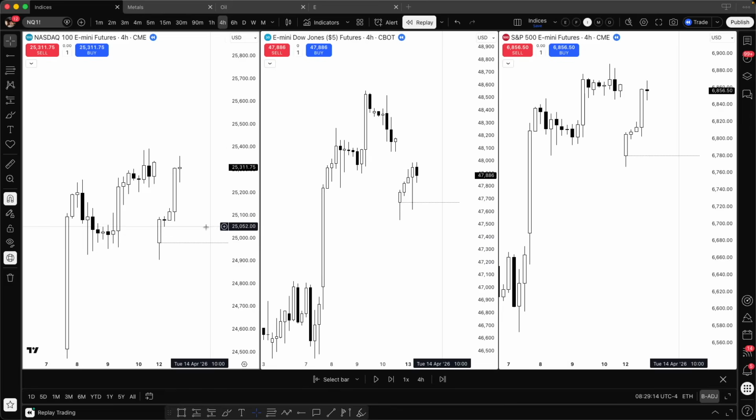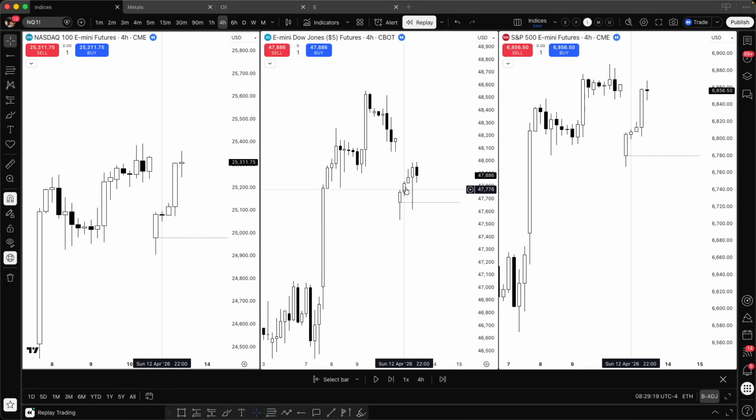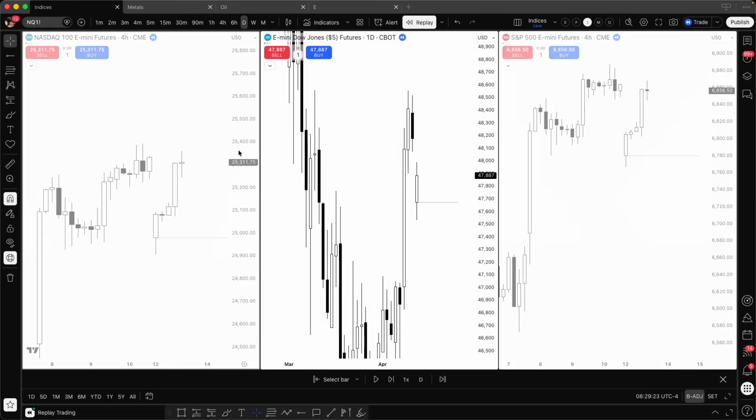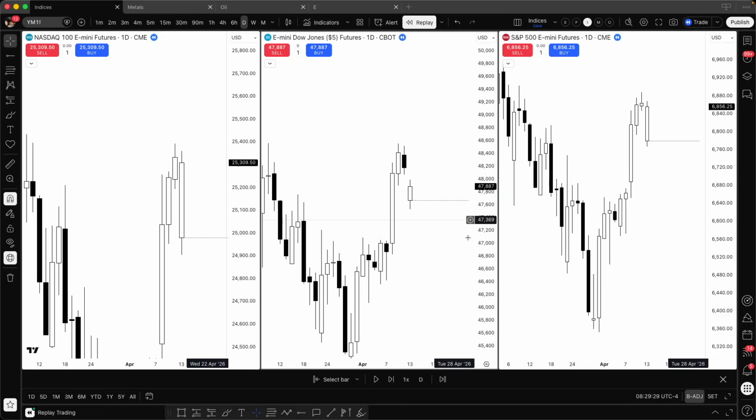So here we have the first case of decoupling. This is Monday, April 13, 2026. So let me give you guys the full rundown of this trade and what we're framing it as. We're opening up Monday on a Q and YM inside of this gap, right?